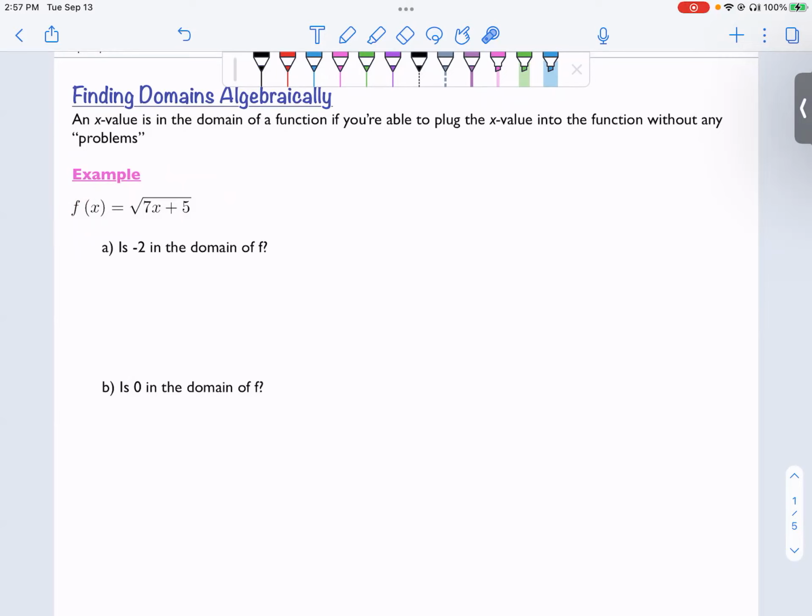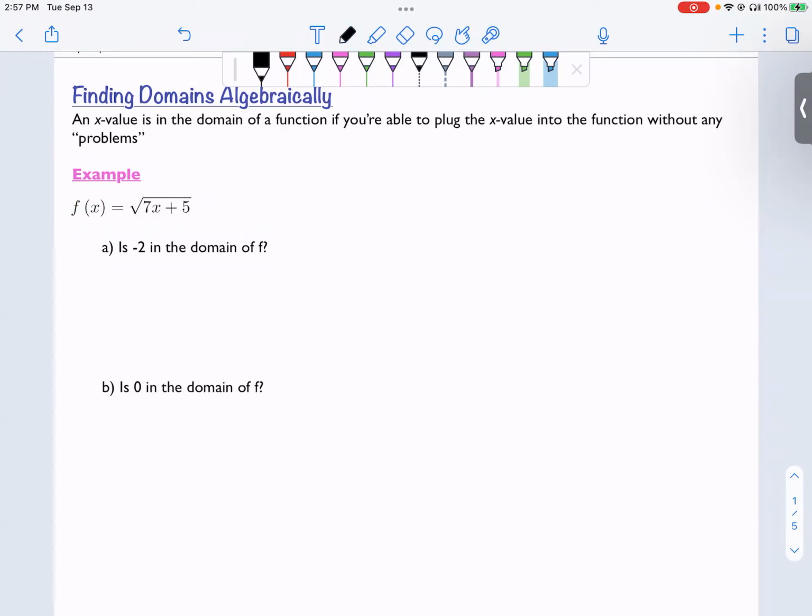So let's talk a little bit more about functions and about their domain. An x value is in the domain of a function if, when we have the function in function notation, we can plug that x value in with no problems. So let's look at this function, f of x equals 7x plus 5 under a square root. Is -2 in the domain of f?